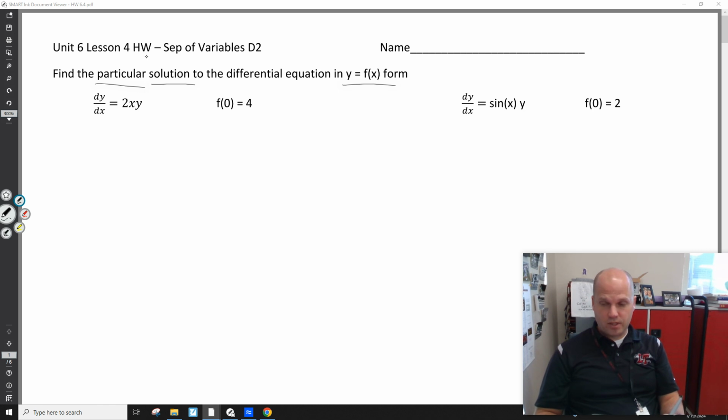When you're asked to find a particular solution to a differential equation, it really just means, take the antiderivative. Sometimes when we don't see it in this form, we don't know what to do when we get to a free response, so just keep this in mind. And remember, to take the antiderivative, we need to separate our variables algebraically. I'm going to multiply by dx and divide by y.